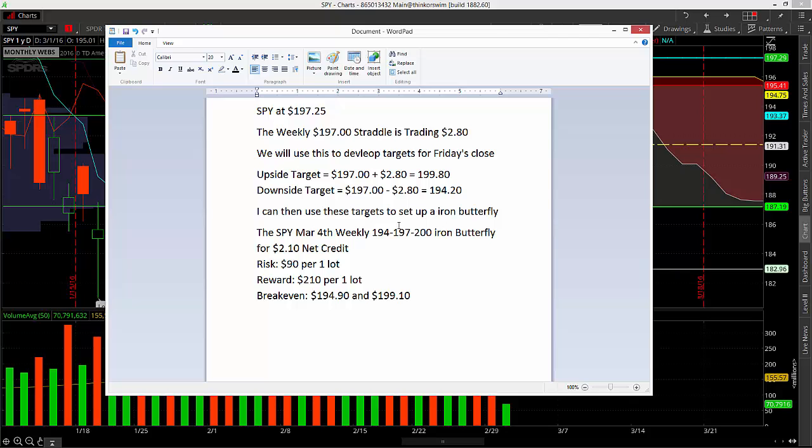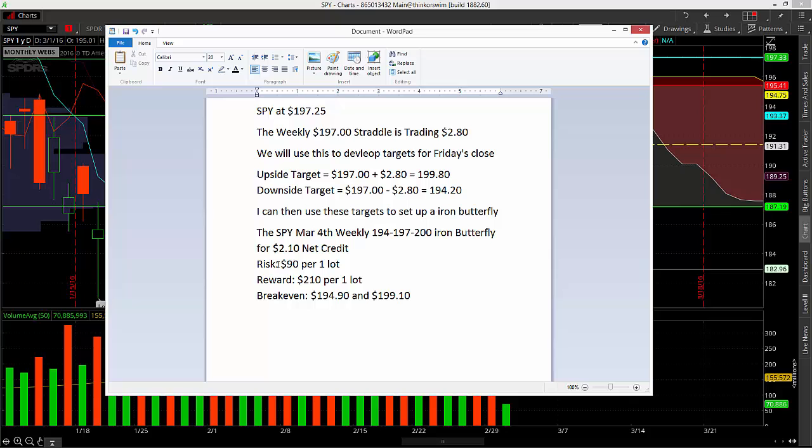So I can look at the March 4th weekly 194, 197, 200 strike iron butterfly, sold for a $2.10 net credit. Now, for this trade, I have $90 in risk through the end of the week with a potential reward of $210 per one lot and break-evens of 194.90 and 199.10. Now, this is how I would set up an income trade.